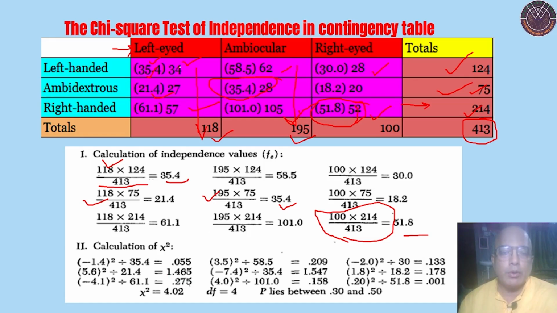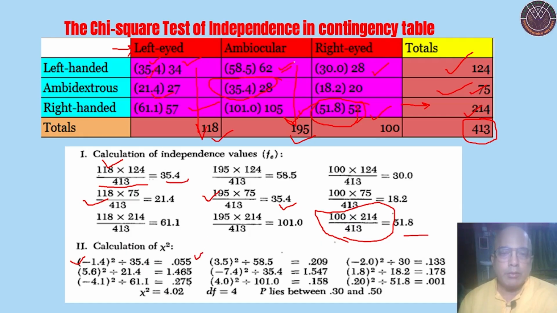Now you have FO already, and you have calculated FE. Now you will use the chi-square formula. You know the chi-square formula is FO minus FE, squared, divided by FE. So 34 minus 35.4 is 1.4, squared, divided by FE, which is 35.4. So you get this value.